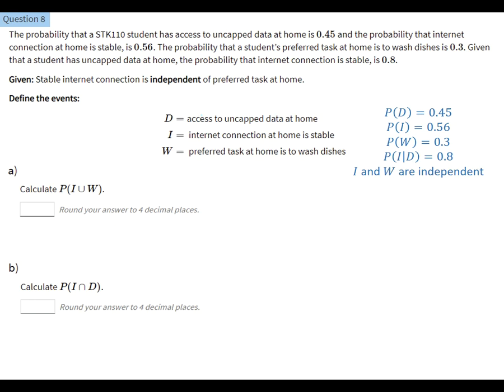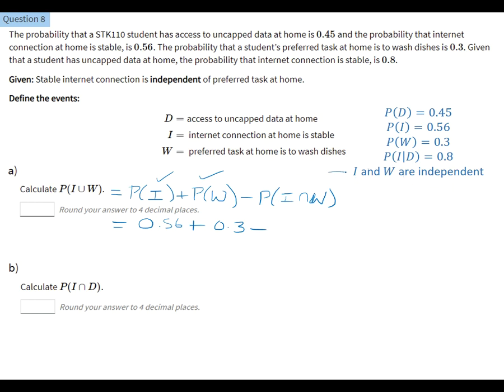Now, the first question we ask is to calculate the probability of I union W. So again, we go back to our basics of probabilities and say, well, this is just the probability of I plus the probability of W minus the probability of I intersection W. And if we look here, we can see we have probability I, and we have probability W, so let's write those down. This is 0.56 plus 0.3. And then we need to subtract the probability of the intersection here.